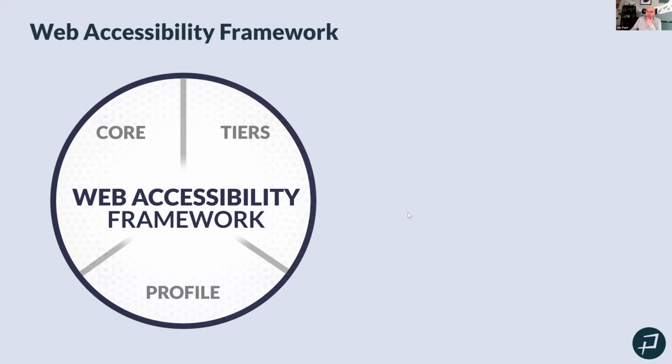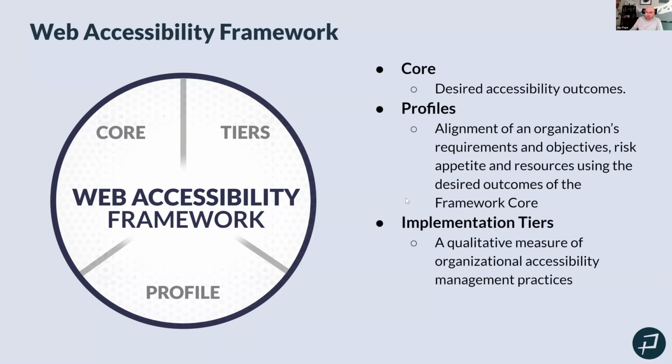The framework consists of 3 parts. There's the core, tiers, and profile. And the core is kind of a list of desired accessibility outcomes. And each of these can be customized. So we'll get into that. Profiles is an alignment of your organization's requirements and objectives and kind of where you're at and where you want to go. And we'll dive into each of these.